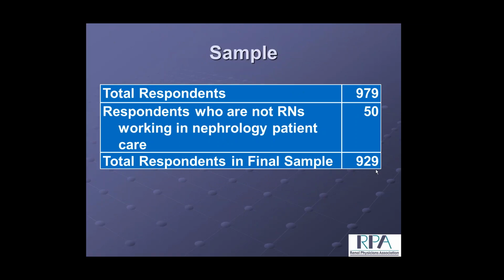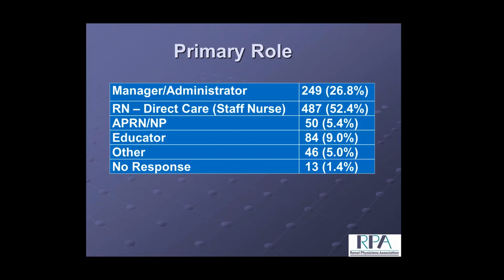There were almost 1,000, 979 respondents. About 50 of them were not working in nephrology patient care at the time. So a total sample of about 929. We're going to go over these first few slides kind of fast just to give you the breakdown of who was in it. You can see that we had not only managers and administrators, we had direct care staff, nurse practitioners, and educators. So it really went across the spectrum of nephrology nurses, with about 52% being direct care staff in their primary role.